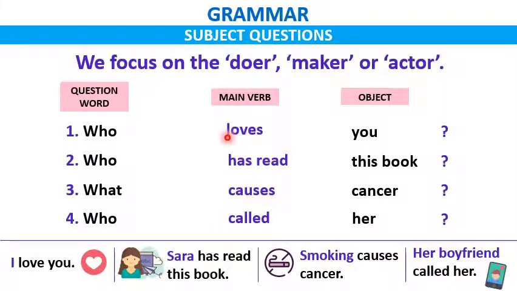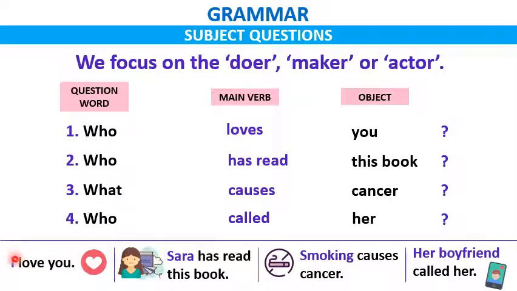Now, how do you know this? Because of the main verb. It's in different forms. Third person form in number 1. In number 2 you have the past participle form. In number 3 you have the third person form, and in number 4 you have the past simple form of the verb.